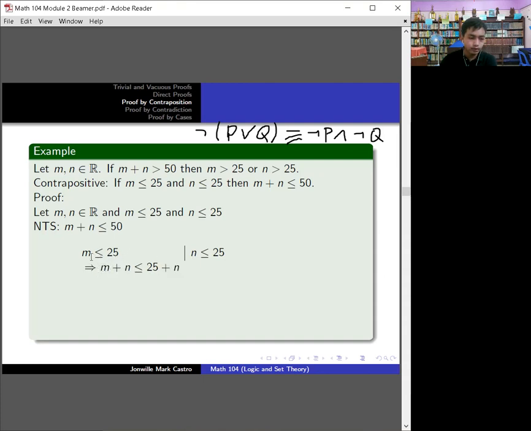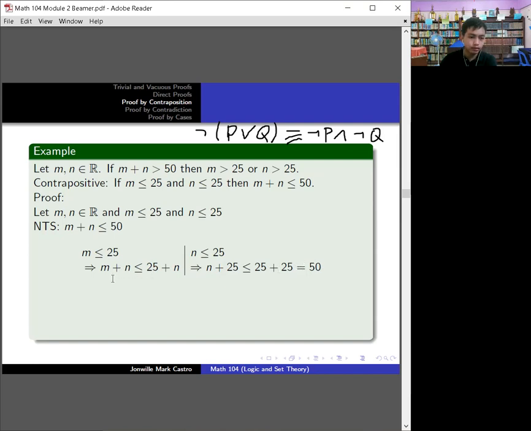Yan. So first, nag-add tayo ng same amount both sides. So true pa rin yung inequality natin. Kung anong ginawa mo sa left side, kailangan mong gawin sa right side. So m plus n is less than or equal to 25 plus n. Then yung n is less than or equal to 25. Mag-add tayo ng 25 both sides. So this implies that n plus 25 is less than or equal to 25 plus 25, which is 50.